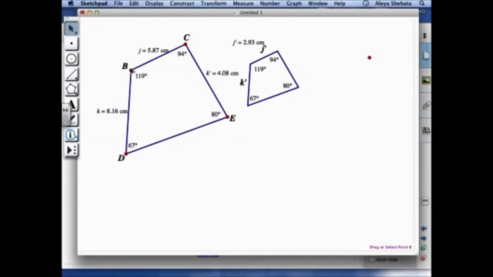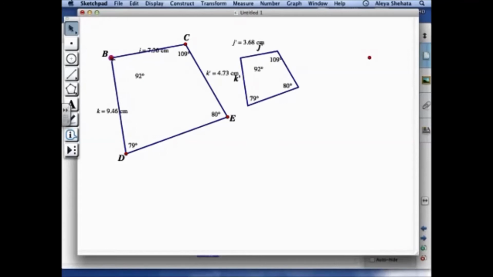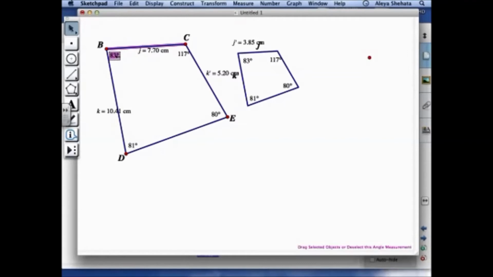So if you look right here, I'm going to drag this, I'm going to change it. Now if you notice, the angle measurements are changing, but they're still exactly the same. They're changing with respect to each other, but this angle is still the same size as this angle right here. So here's a way to show you that in fact the angles will always stay the same.